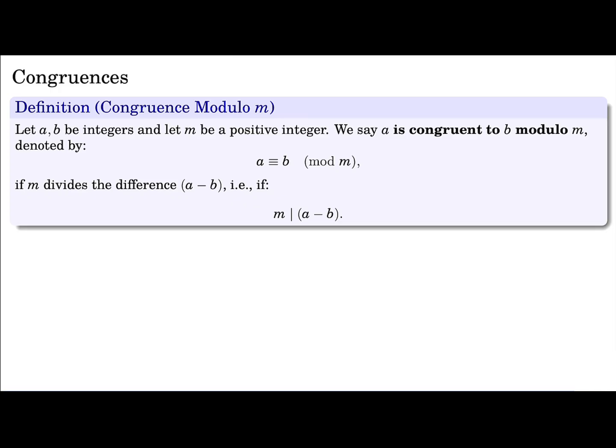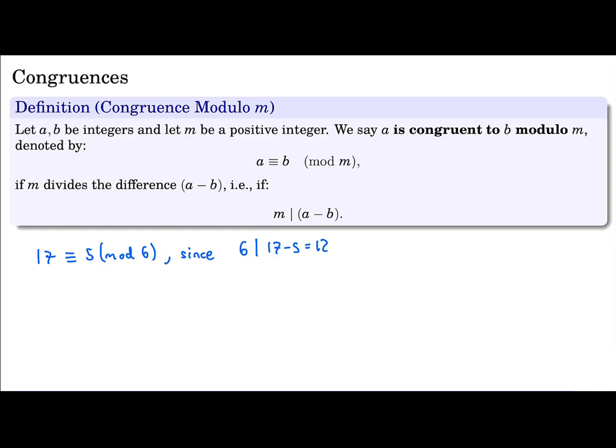So for example, 17 is congruent to 5 mod 6. Why is this the case? Since 6 divides 17 minus 5. So 17 minus 5 is 12, right? So 6 divides 12. And so 17 is congruent to 5 mod 6.